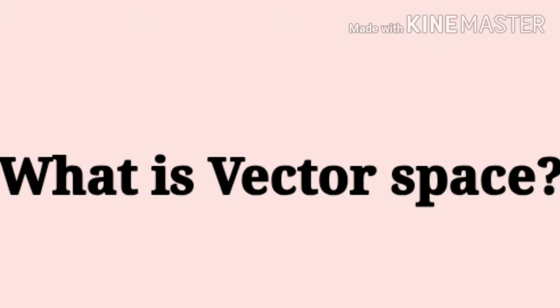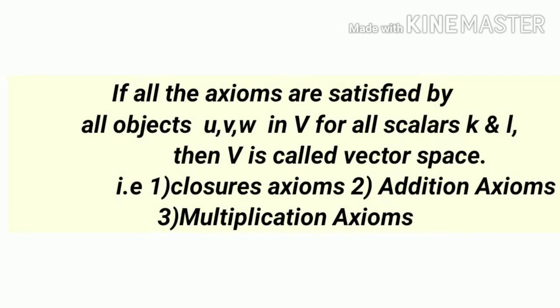Today we will discuss vector space. First, what is meant by vector space? If all the axioms are satisfied by all objects vector u, vector v, vector w in capital V, and for all scalars k and l, then capital V is called a vector space.